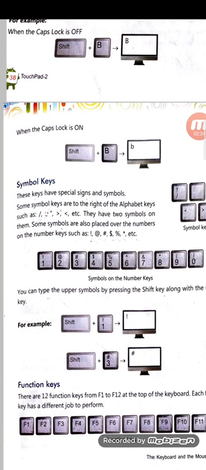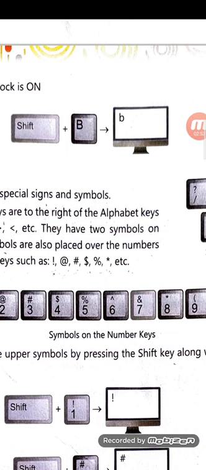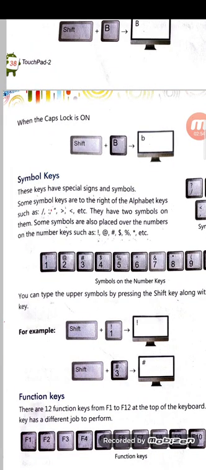Next, symbol keys. These keys have special signs and symbols. Some symbol keys are to the right of the alphabet keys, such as slash, colon, semicolon, inverted comma, greater than sign, less than sign, etc. They have two symbols on them.